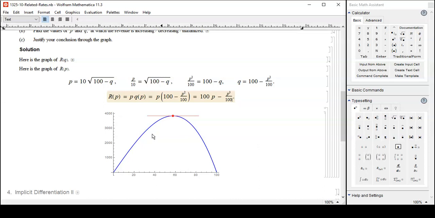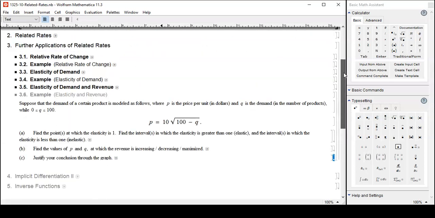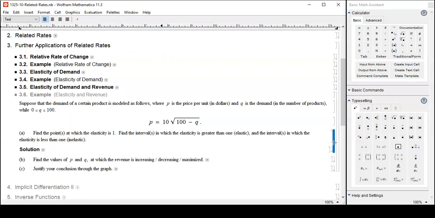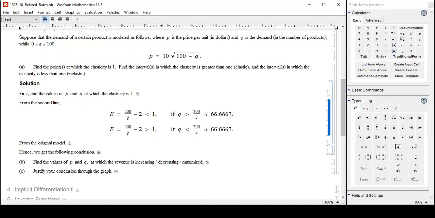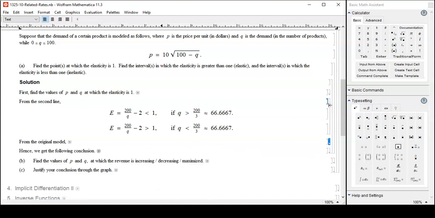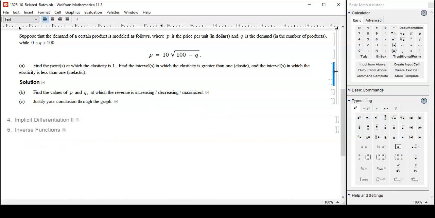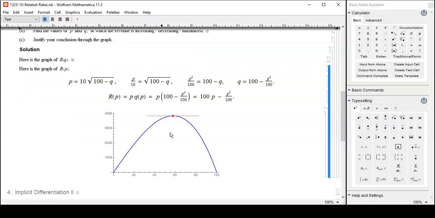The graph of this cubic function is like this, and then it hits a maximum around here. 59 something, was it? Same quantity we calculated before. Let's see. No, 66. Oh, no, 57, 58 or so. That was the price. And then, yeah, about 58. That's what we're looking at.